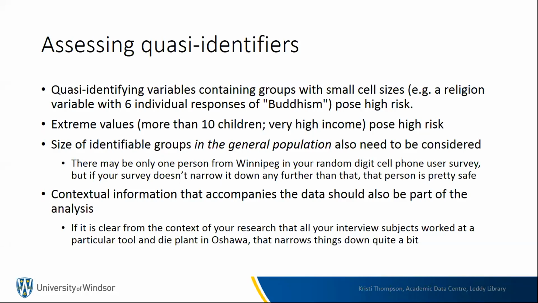However, contextual information that accompanies the data should also be part of the analysis. You can't just assess the risk of a dataset by looking at what's in the dataset. If it's clear from the context of your research that all your interview subjects worked at a particular tool and die plant in Oshawa, that's going to narrow things down quite a bit.